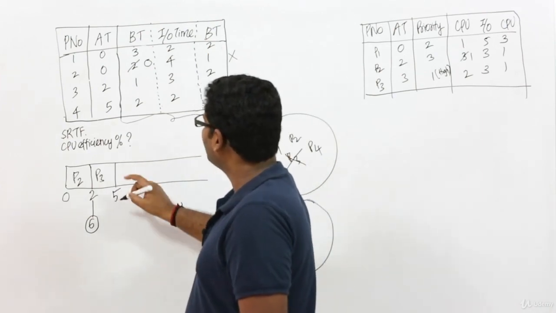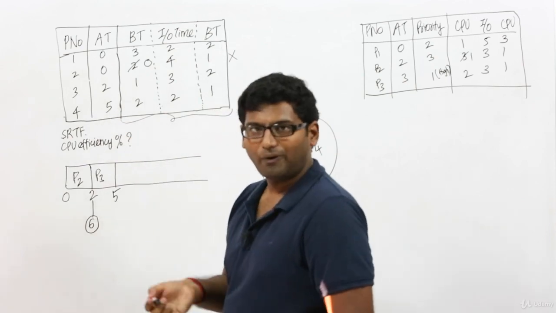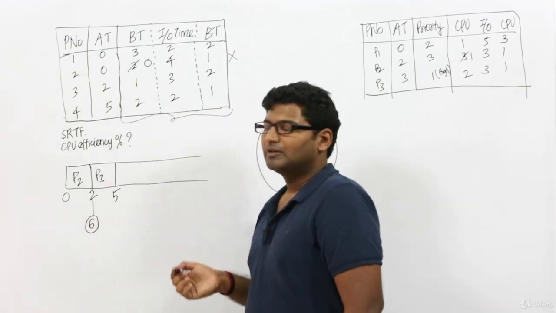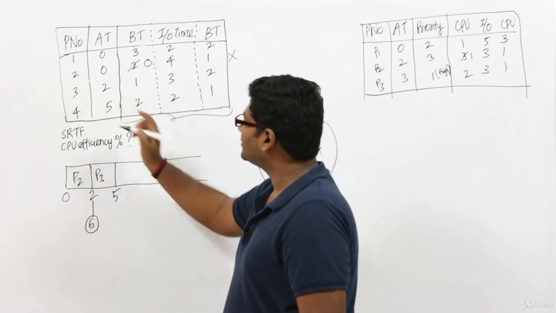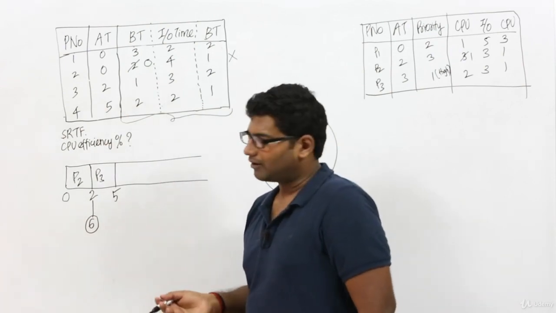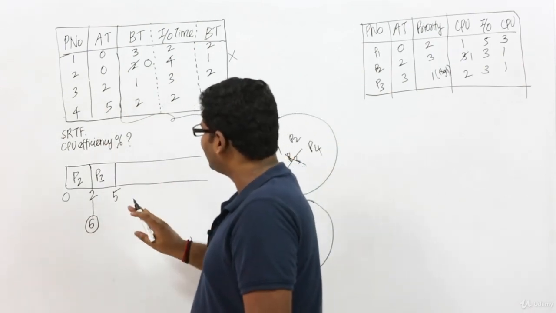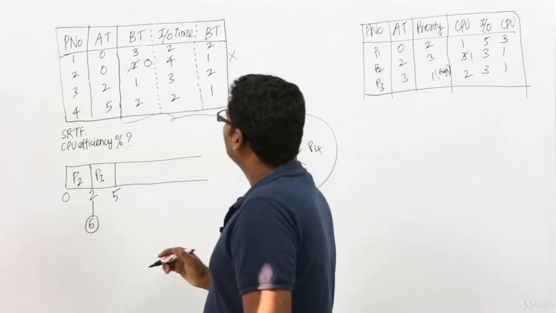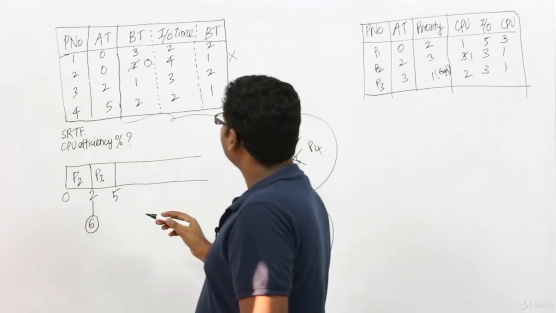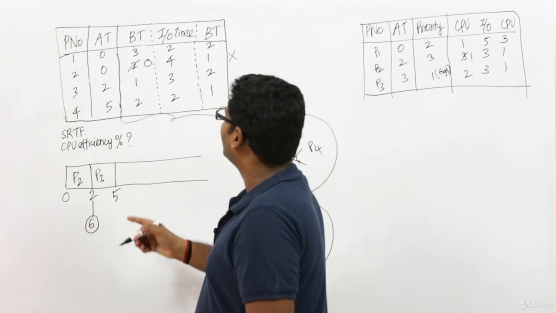Why does it run till 5? Because at time 5 some new process is arriving to the RAM. So we might have to check whether this process has a higher priority or not. That's why we are running initially till time unit 5. Fine. Now at time unit 5, it has completed 3 time units, right?